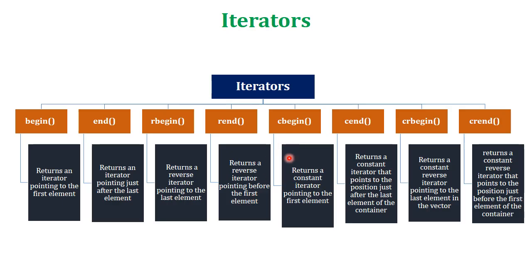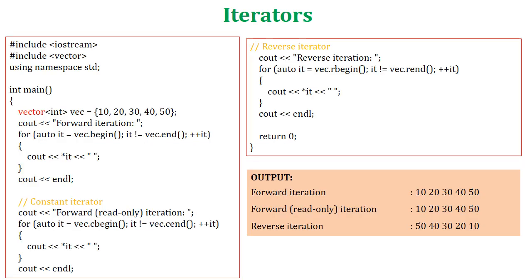And next, cbegin. It will return the constant iterator pointing to the first element. Next one is cend. It will return the constant iterator that points to the position just after the last element of the container. And next, crbegin. It will return the constant reverse iterator pointing to the last element of the vector. And next one is crend. It will return the constant reverse iterator that points to the position just before the first element of the container.